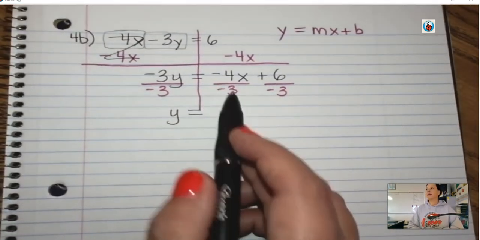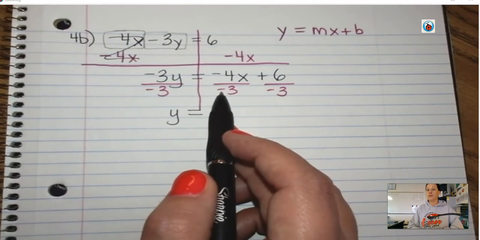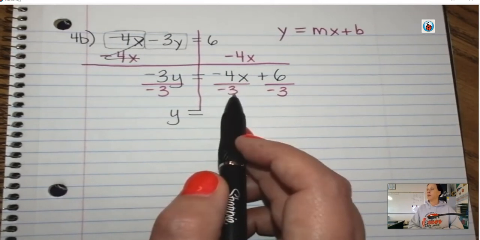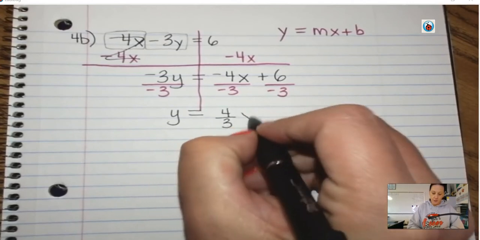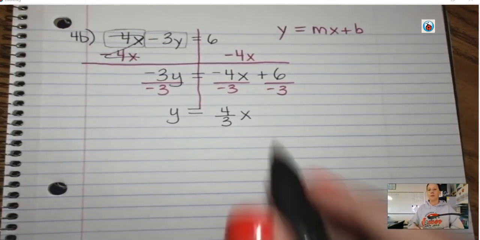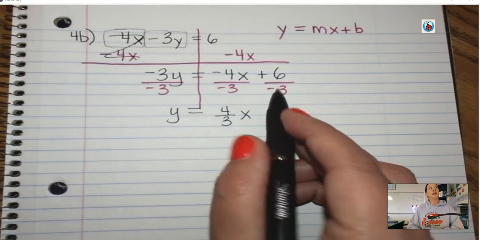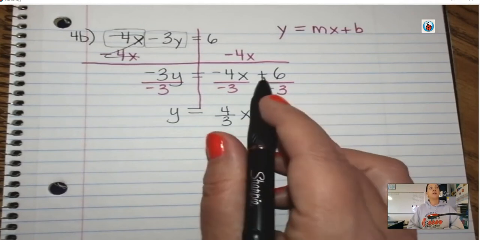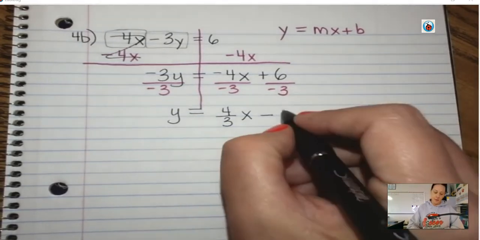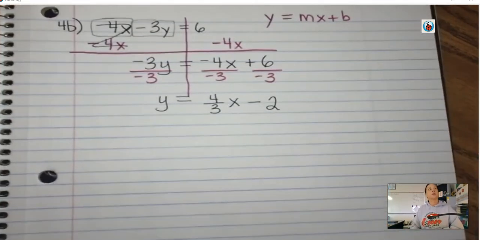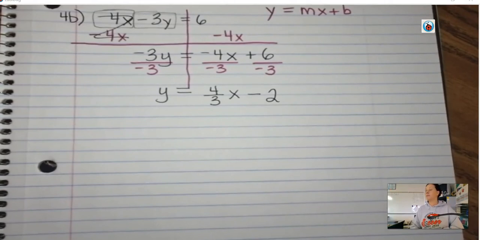-4 divided by -3. A negative divided by a negative is positive. 4/3, just leave it alone. You can't reduce it anymore, so just leave it as 4/3 x. Positive divided by a negative, +6 divided by -3. Positive divided by a negative is negative, and then 6 divided by 3 is 2. So there's our equation in slope-intercept form.